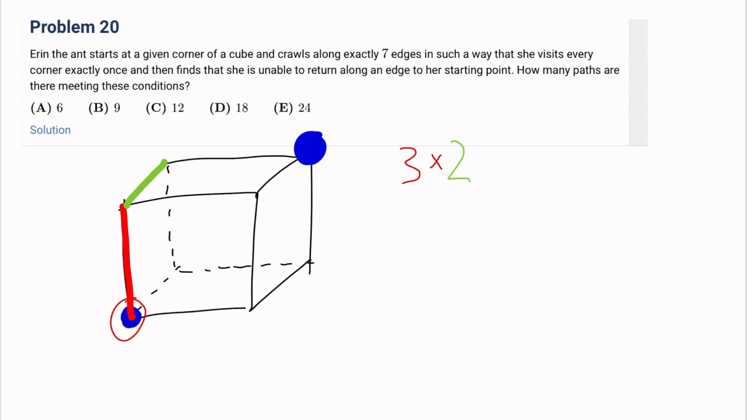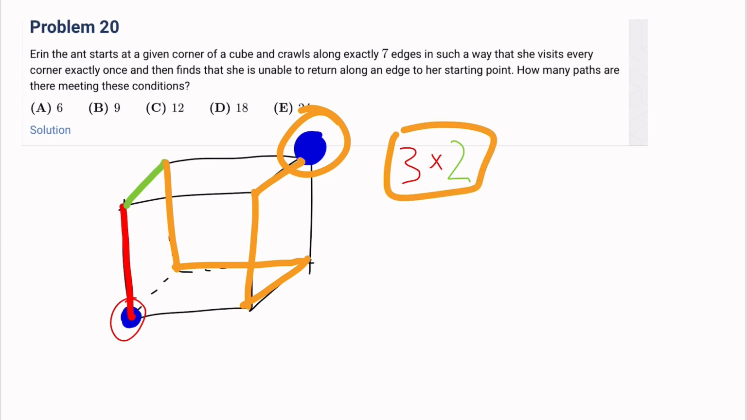And lastly, we find that now we only have 1 choice for every next path, right? Since Erin can't go here right away, she has to go here, and since she can't go here, she has to go here. Since she can't go here, she has to go here, and since she can't go here, she has to go up, and since she has traveled here before, she must go to the last point. So after these choices, we only have 1 choice after that. So 3 times 2 times 1 equals 6. So the answer is 6 choices, it's A.